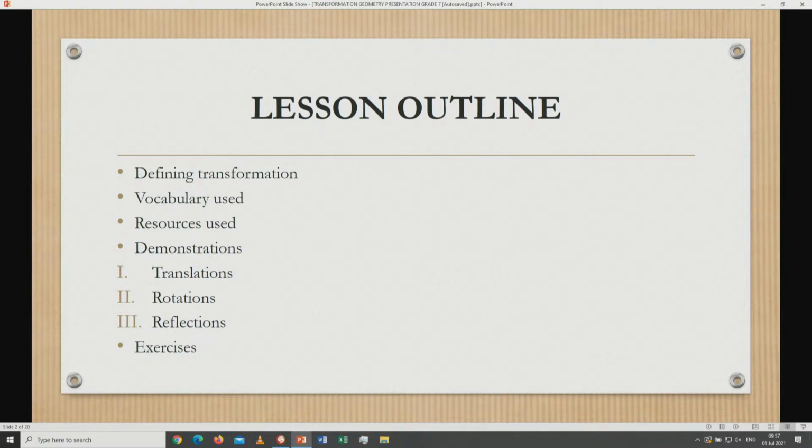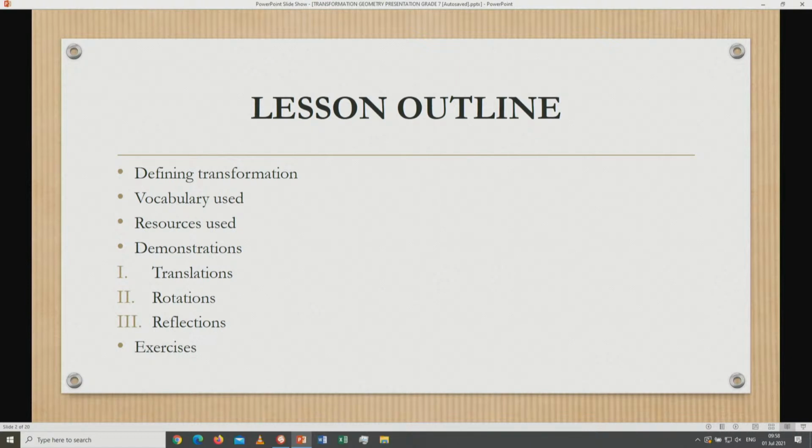The lesson outline is as follows. First of all, we've got to define what transformation is. We've got to familiarize ourselves with the vocabulary that is used under this topic. What are the resources that we're going to use? We're going to touch on the resources that you need to have so that you can successfully complete and understand this topic. And then I'll be doing demonstrations with you, and then we'll tackle translations, rotations, and reflections.